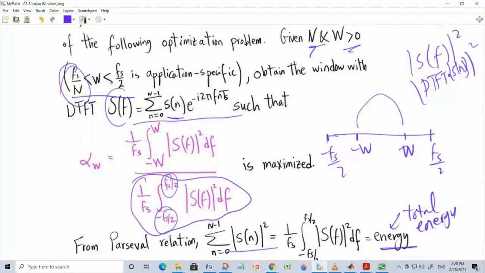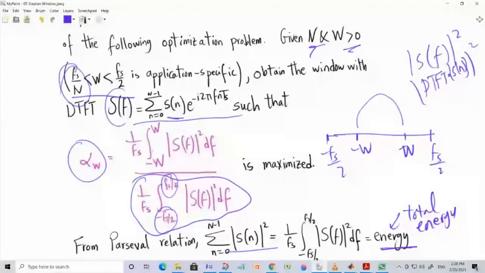That's the denominator. In the numerator, the integral is from minus W to W, and you want this ratio to be maximized. So what is this ratio? It's the ratio of the energy contained between minus W and W to the total energy between minus Fs over 2 and Fs over 2. You want the spectrum outside minus W and W, that's the side lobes, to be tiny, to be negligible.